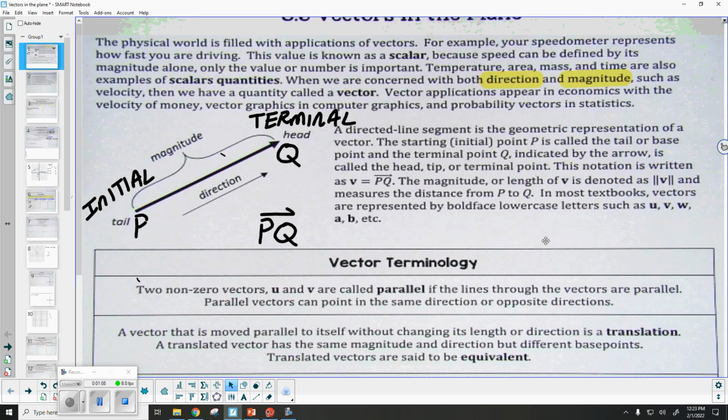Okay, so the physical world. Okay, the physical world is filled with applications of vectors. For example, your speedometer represents how fast you're driving. This value is known as a scalar because speed can be defined by its magnitude alone. Now, this word magnitude, we're going to be seeing and hearing it a lot over this unit. Okay, only the value or number is important. Temperature, area, mass, time, they're all examples of scalar quantities. Well, it's just a numerical value. Now, when we're concerned with both direction and magnitude, such as velocity, then we have a quantity called a vector.